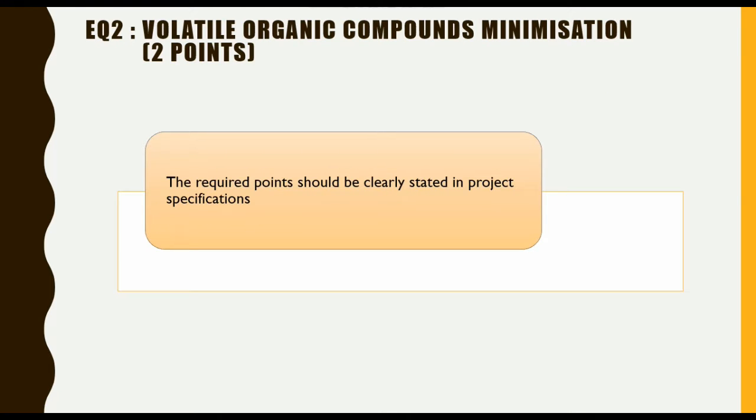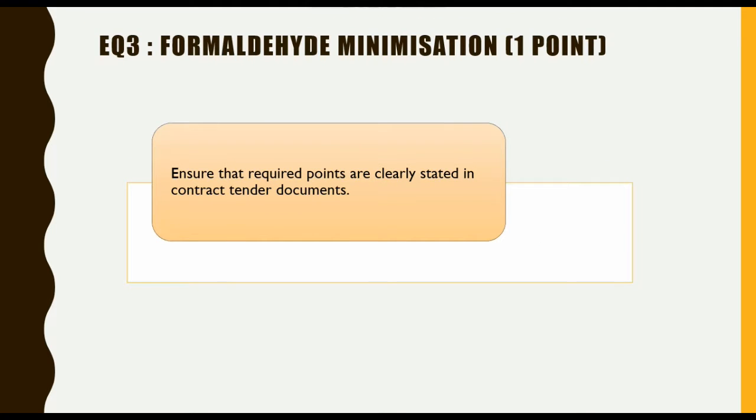For EQ2, volatile organic compound minimization, the required points shall be clearly stated in the project specification. For EQ3, formaldehyde minimization. Ensure that requirement points are clearly stated in the contract tender document. Submittal of the compliance document shall be a prerequisite for product approval.